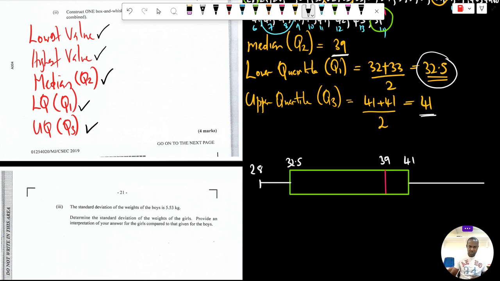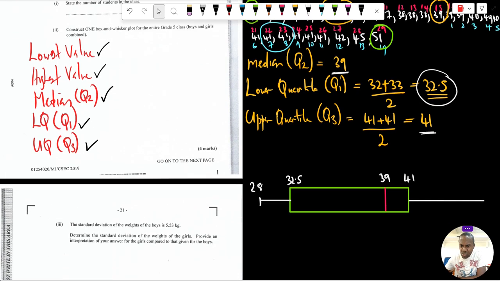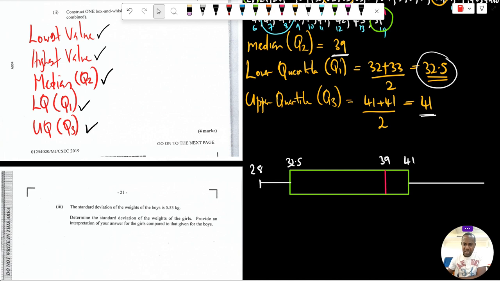Approximately, from 28 to 32.5, that's about 4.5. From 41 to 51, that's 10. So roughly 2.5 times, right? So this whisker is supposed to be approximately, not exactly 2.5, but what is 4.5? That's about two and a third, yeah, about there. About two and a third times the length of the other one. And this value here, of course, would be 51, right?